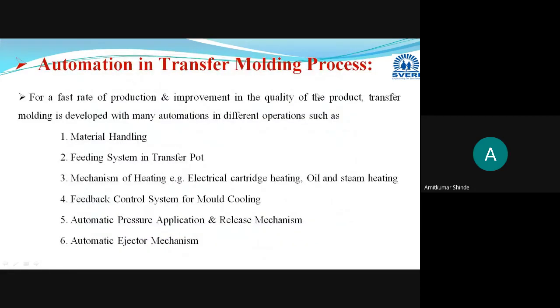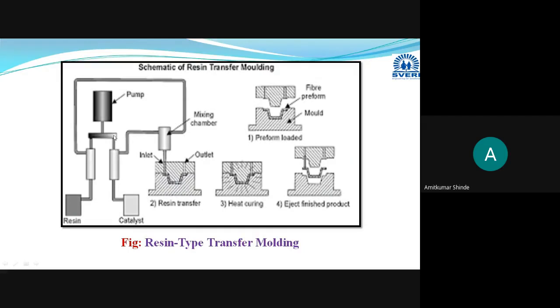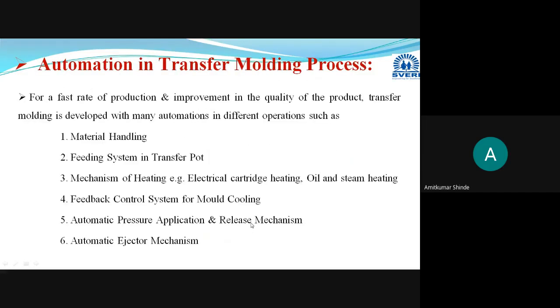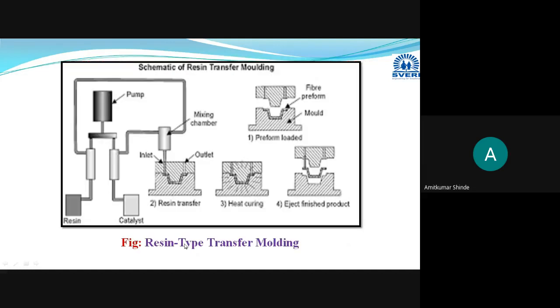Then automation in transfer molding process and resin transfer molding process is the example in which we have used automation in the feeding system and heating, and in the ejection mechanism we have used automation. So in this way, we have completed this transfer molding process. Then the mold used in transfer molding, design of the mold, its classification, pot type, plunger type, then top plunger and bottom plunger transfer molding process, and the automation in the transfer molding process. So this part is completed here.